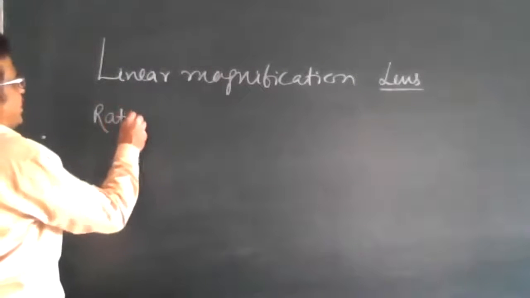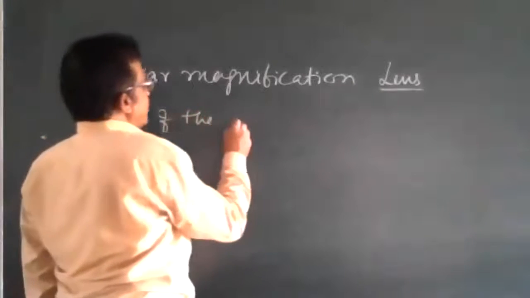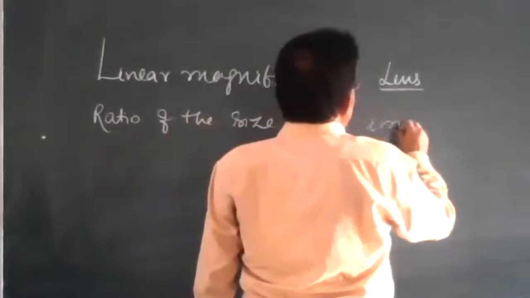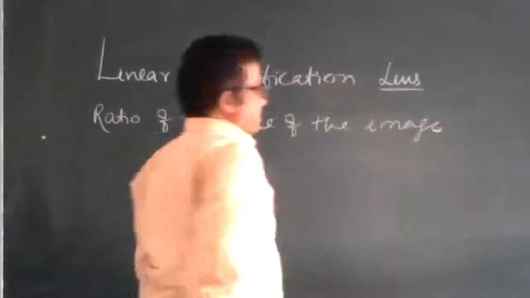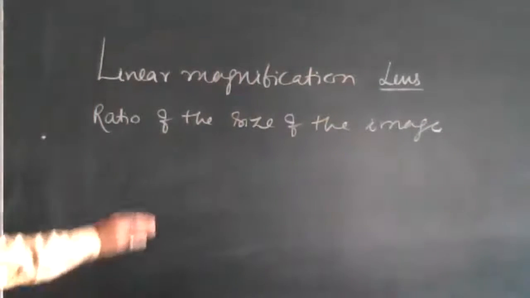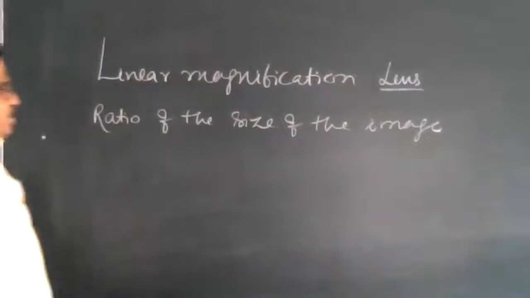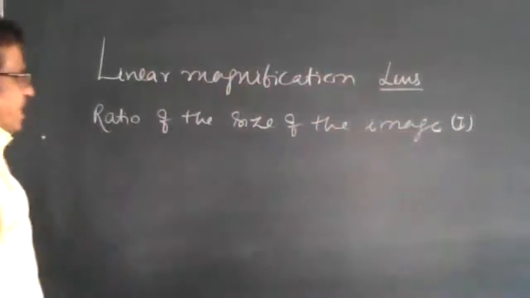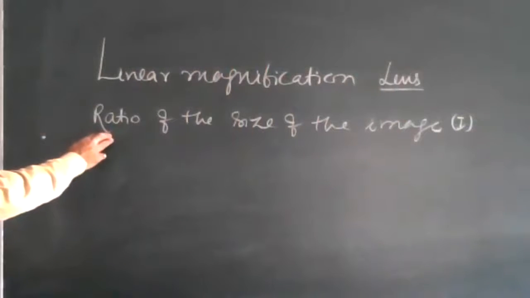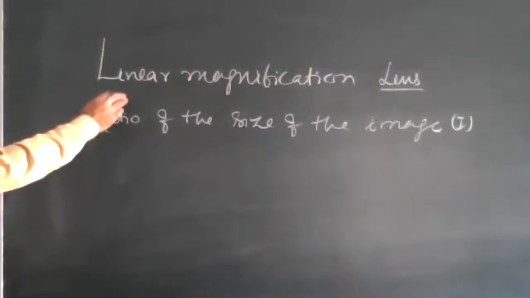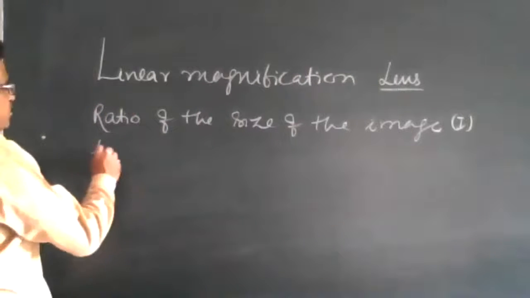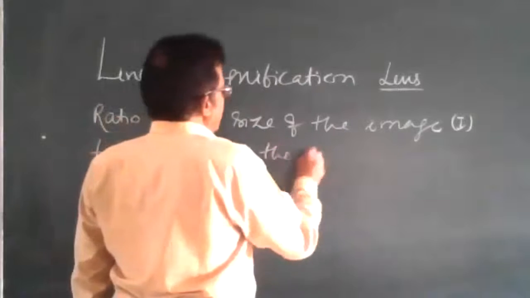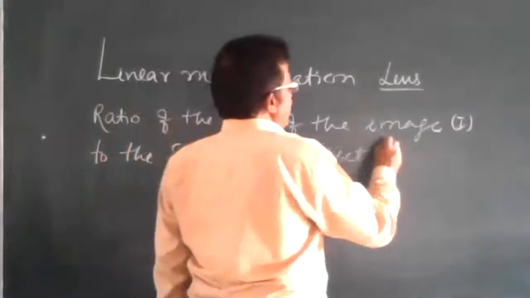Write down the definition. It is the ratio of the size of the image, that is I, as formed by the refraction through the lens, to the size of the object, that is O.